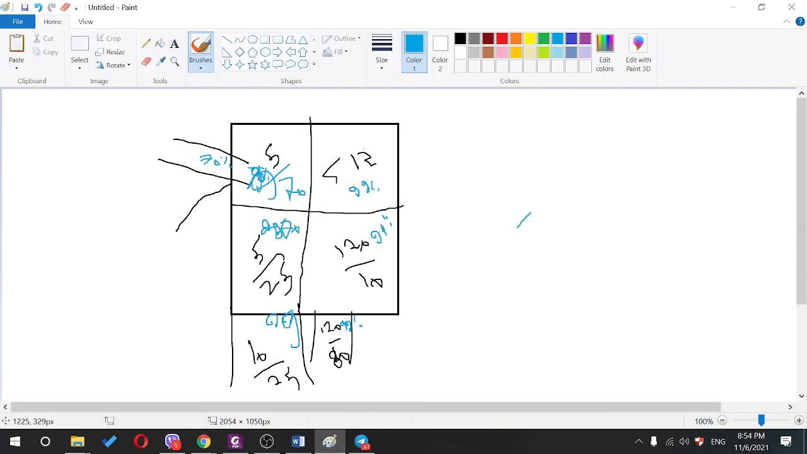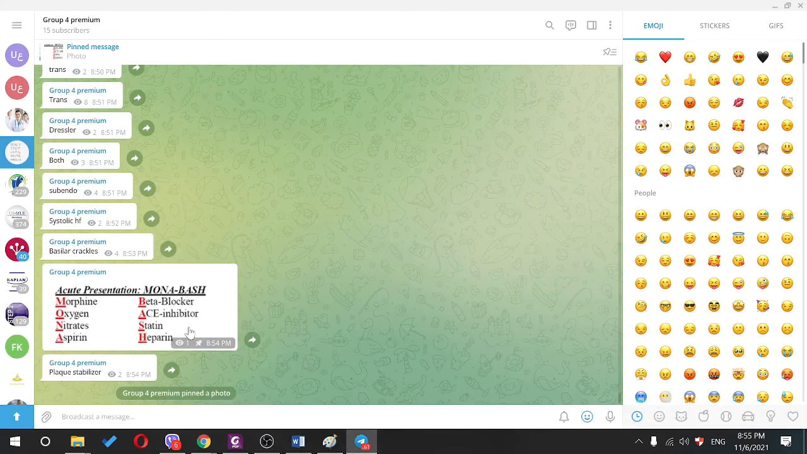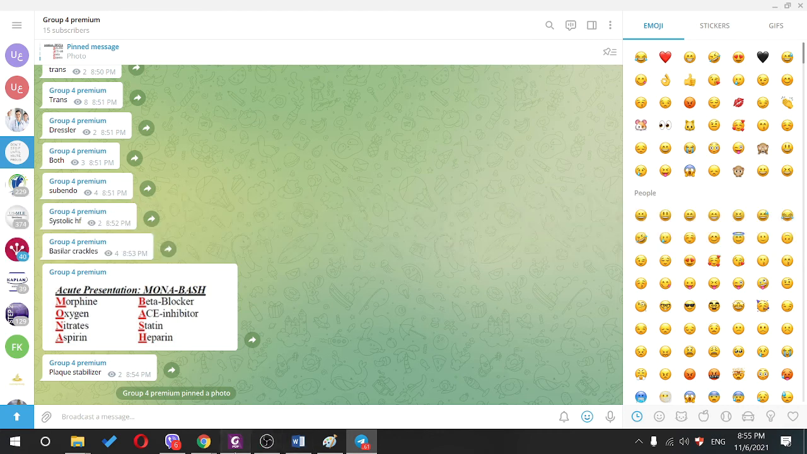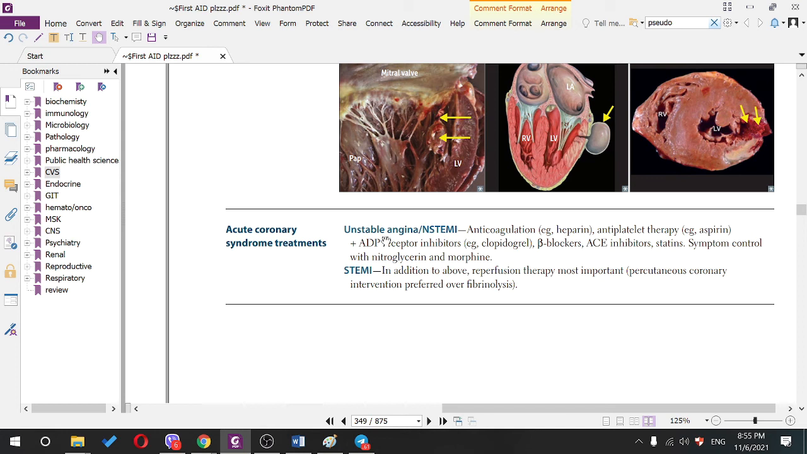So aspirin prevents further aggregation. Heparin stabilizes the clot and prevents it from becoming worse, and actually can help a little bit with its resolution. But what really helps with its resolution is fibrinolytics, like Alteplase, which we'll speak about in the future. So here we have unstable angina and STEMI.